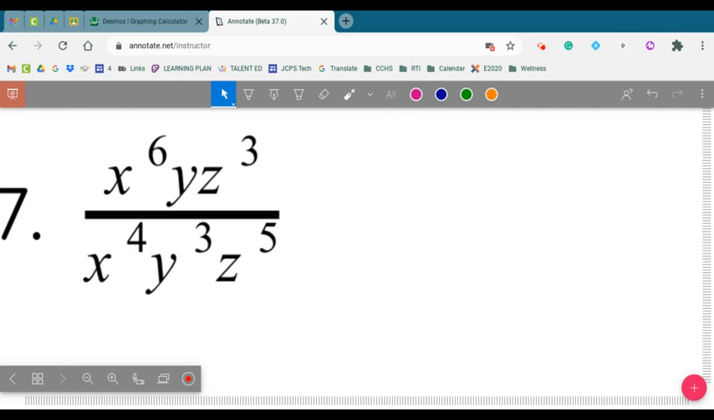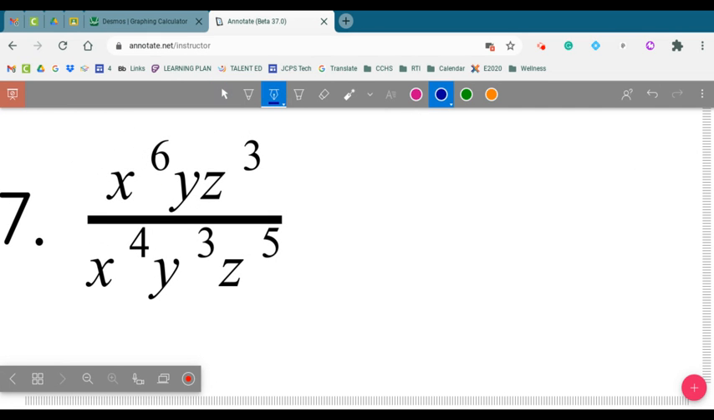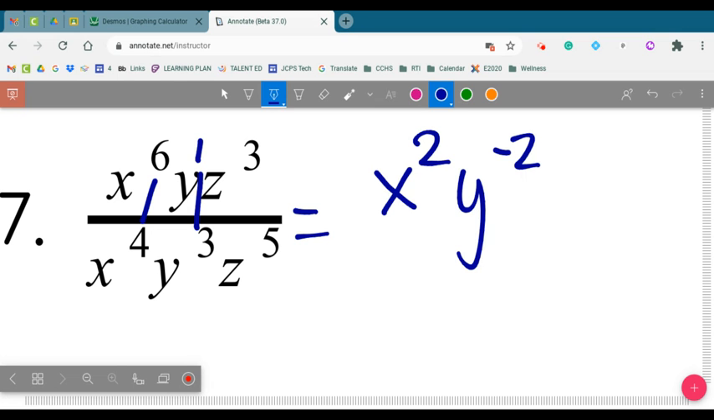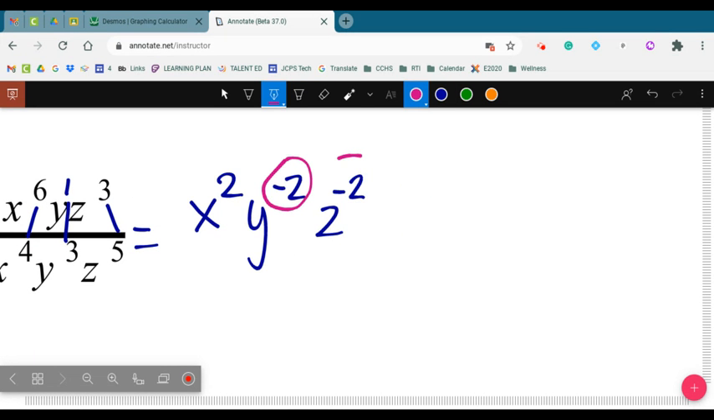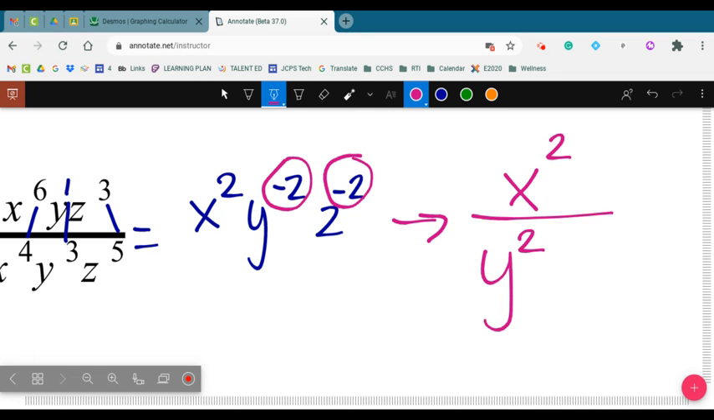Okay, so this is where we're going to apply our quotient rule first. We're going to do 6 minus 4, which equals 2. For y, you're going to have 1 minus 3, which equals negative 2. And then for z, you're going to have 3 minus 5, which also equals negative 2. So both of these negative exponents, I want to move to the bottom. So we're going to get x to the second. That's going to stay on top because it's positive. And the y to the second and the z to the second are going to move to the bottom.